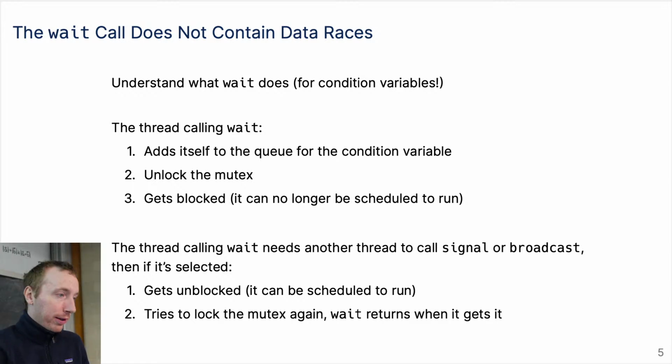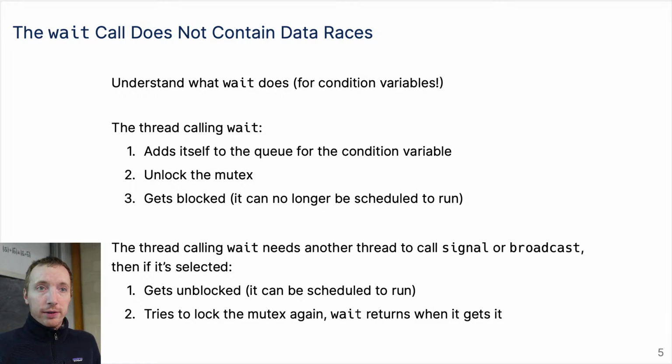So, right, the wait call doesn't contain data races, so you can think of it happening atomically if you want. And to understand what wait does, again, this is condition variable wait, not wait, which is like waiting on a process to die. So whenever a thread calls wait, this will happen atomically. So it will add itself to the queue for a condition variable. An easier way of reasoning about this is to just assume that the condition variable represents a queue. So it would add itself to that queue and then unlock the mutex all in one atomic operation. And then it would get blocked so that thread can't get scheduled again. And it's just going to wait for some other thread to call signal on it or wake it up.